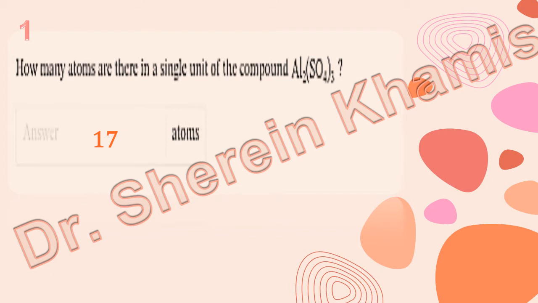If you want to get the number of elements, we have here three elements: aluminium, sulfur, and oxygen only. So we can count the number of atoms, or we can count the number of elements that form the compound. Okay, let's go to another question.